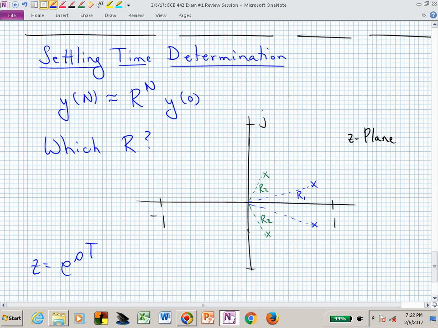Now, which of these pole pairs is closer to Z equal 1? R sub 1. This R sub 1 is dominating the behavior. That's the slowest pair of poles. R sub 2 collapses more quickly.